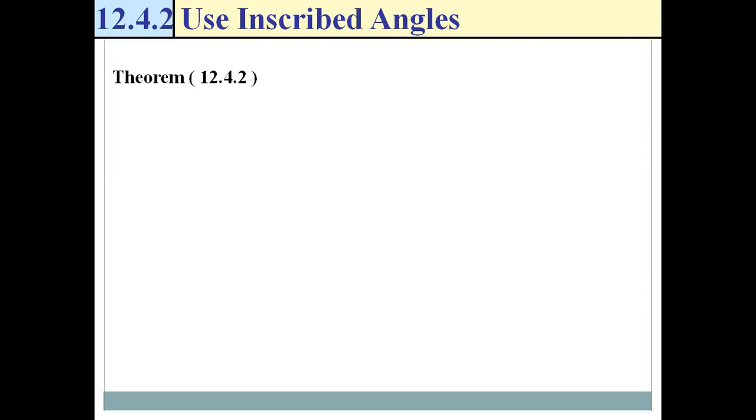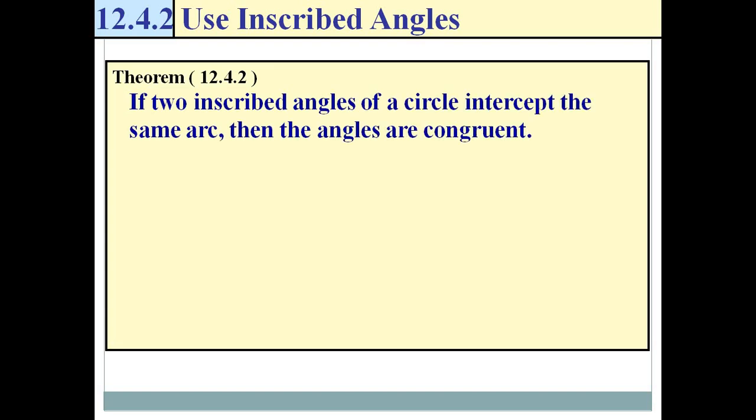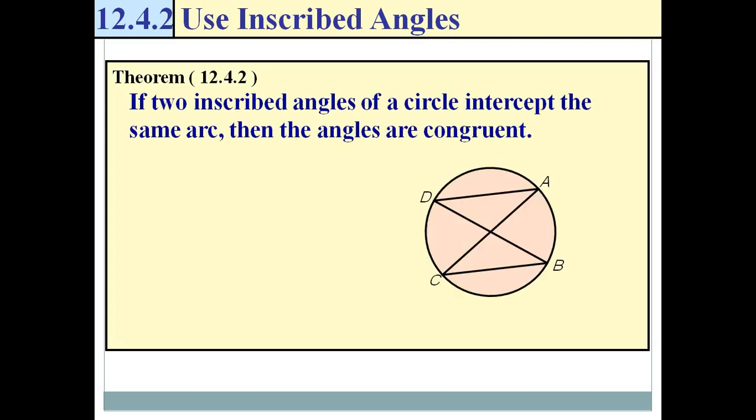Another theorem, theorem 2 in lesson 4. If we have two inscribed angles of a circle intercepted by the same arc, then the angles are congruent. What does it mean?